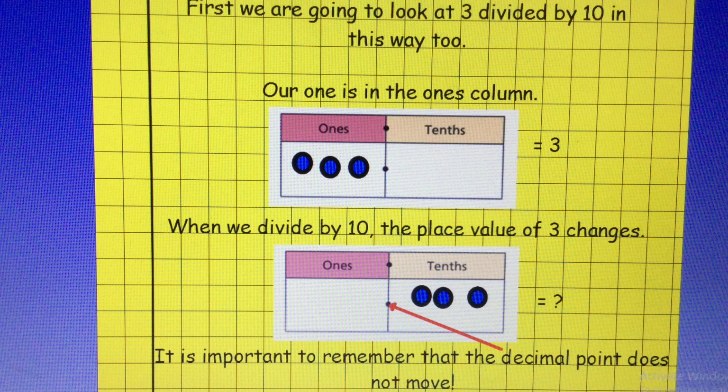You're right, it's in the tenths column. So now we know that 3 divided by 10 is 0.3. Well done for remembering that the decimal point does not move. It is the place value of the digits that change.